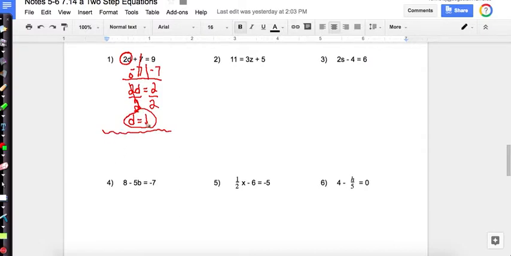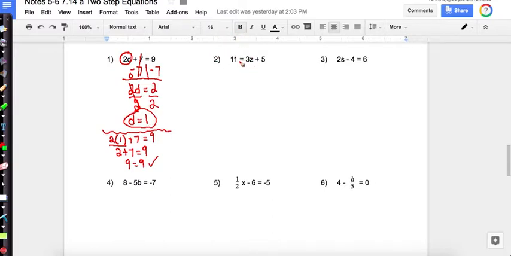So all we do to check is just take the d out and put a 1. So what does number in front of letter mean? Multiplication. So 2 times 1 plus 7 equals 9. So order of operations says do 2 times 1 first. What's 2 times 1? 2. Plus 7 equals 9. And what's 2 plus 7? 9. So 9 equals 9. If the left side equals the right side, then that means my answer is 1.